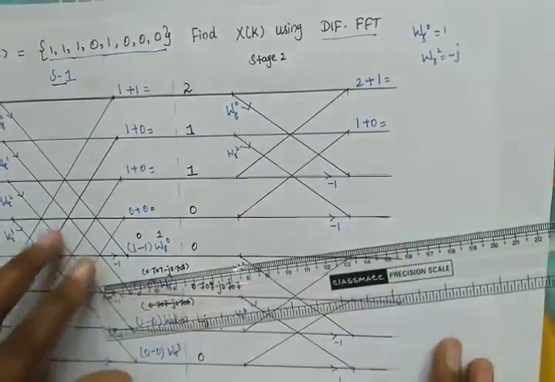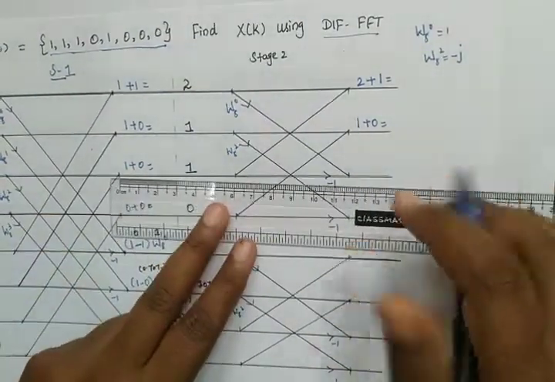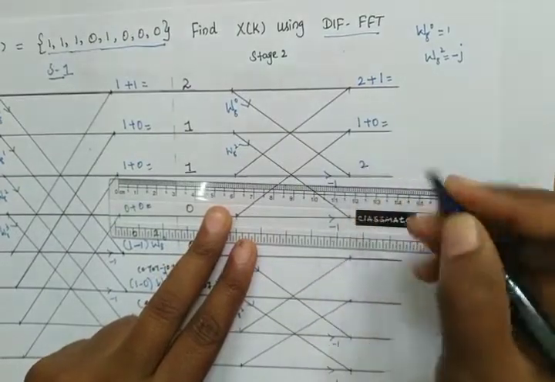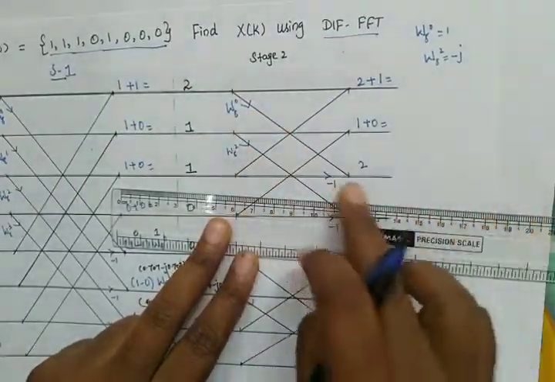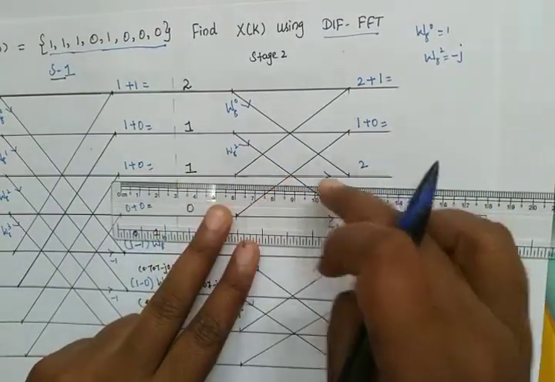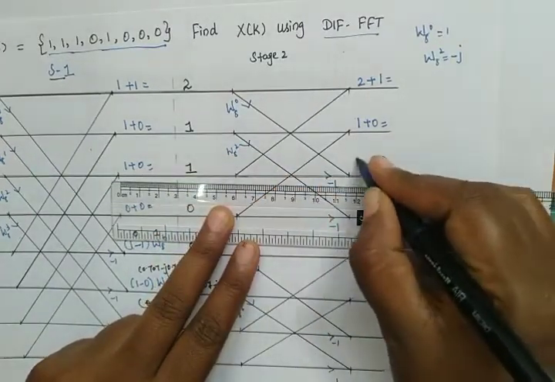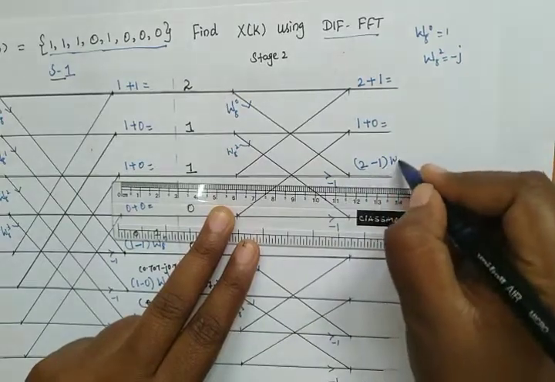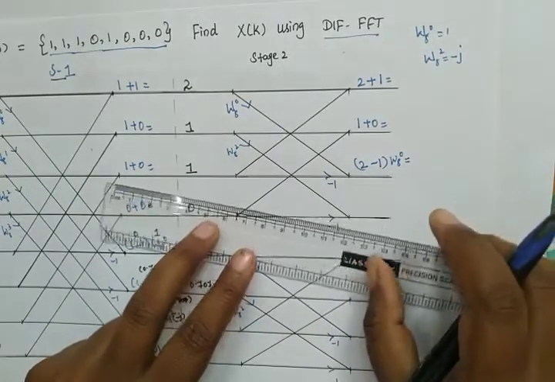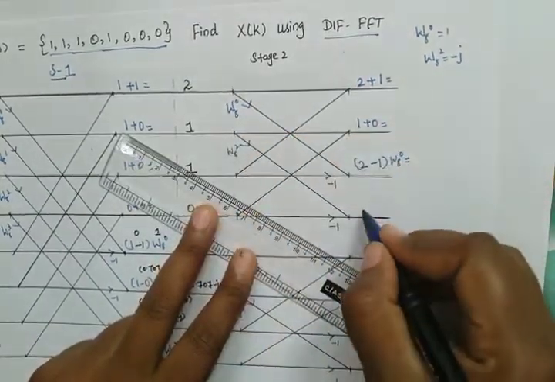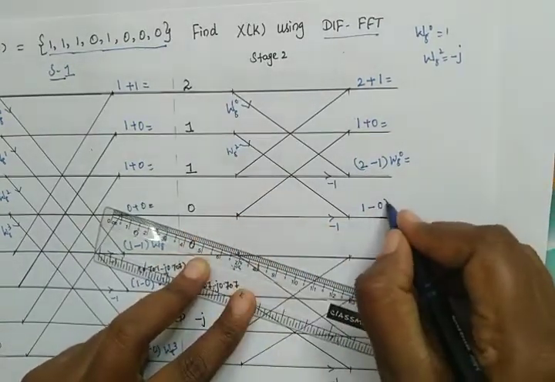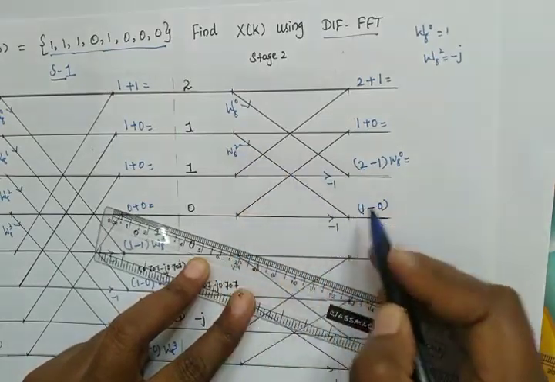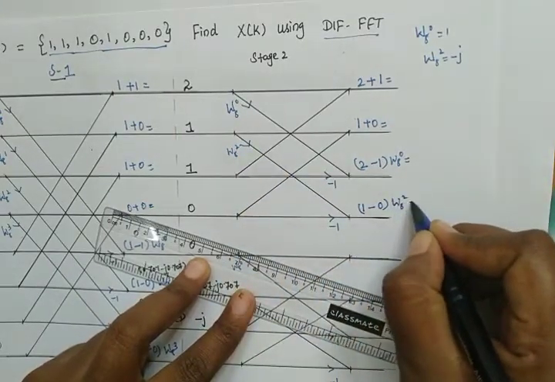1 plus 0 is equal to, then here we have 2. So 2, then it is multiplied by the twiddle factor W8 power 0, so we can write that common. 2, then here it is 1 into minus 1 into this twiddle factor W8 power 0. Then the next one is, here we have 1. So 1 minus, here we have 0. So 0 into, what is the twiddle factor here? W8 power 2 is equal to.